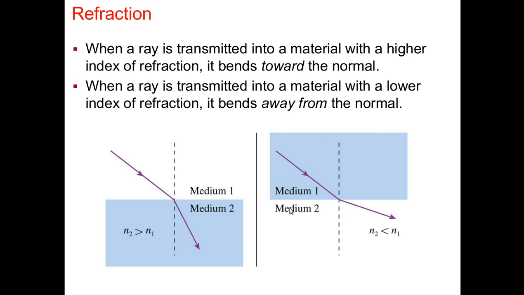So that's a good way to check your work, right? If you're going from air to water, this angle should be smaller than this angle. If you're going from like glass to air, something like that, your refracted angle is going to be larger than your incident angle.